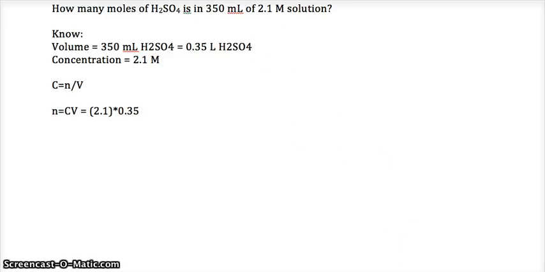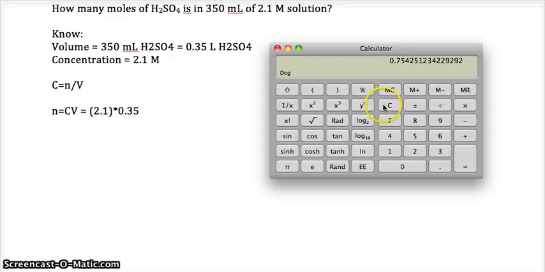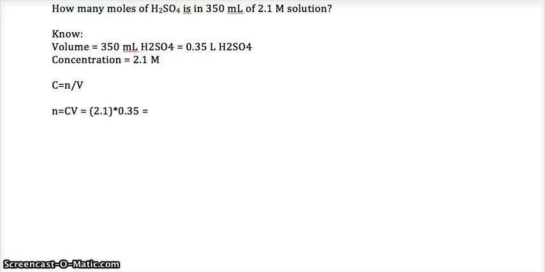It's a little late in the day for me to do this in my head, so I will trust the calculator. 2.1 times 0.35. We have 0.735. We round that to 0.74 moles H2SO4. If you wanted to also find the mass, then you'd use the formula weight.